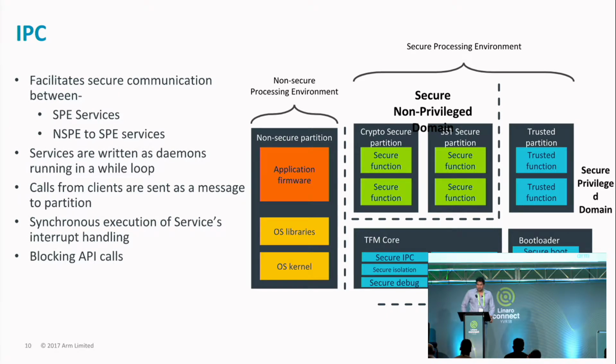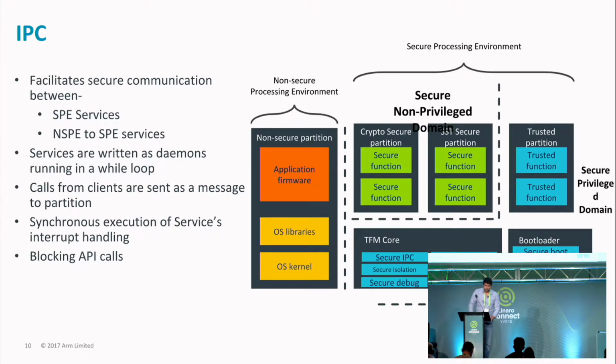Some details about the IPC. IPC provides a secure way of communication between different entities. These entities could be two secure entities trying to talk to each other, or a NSP entity, the non-secure side entity, trying to talk to a secure side entity. And the IPC ensures that the communication itself is secure, and any malformed request from one side doesn't lead into overall system vulnerability.